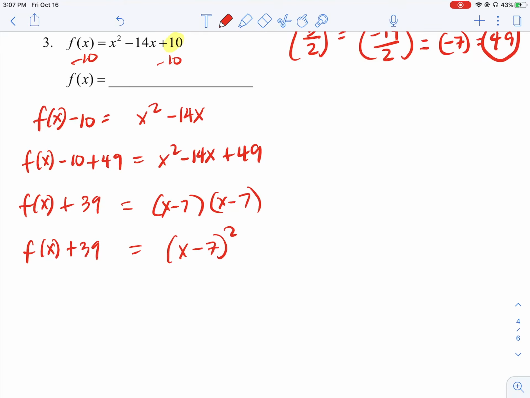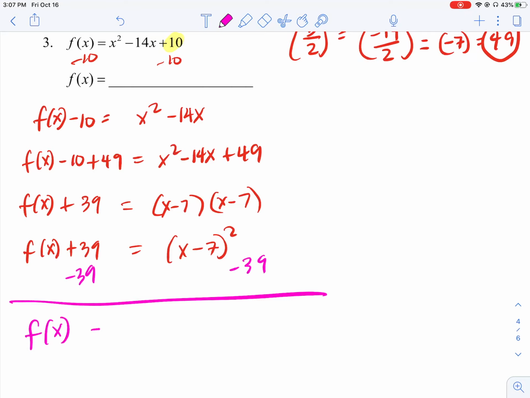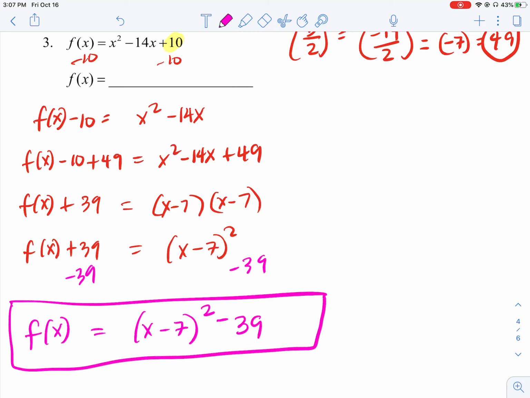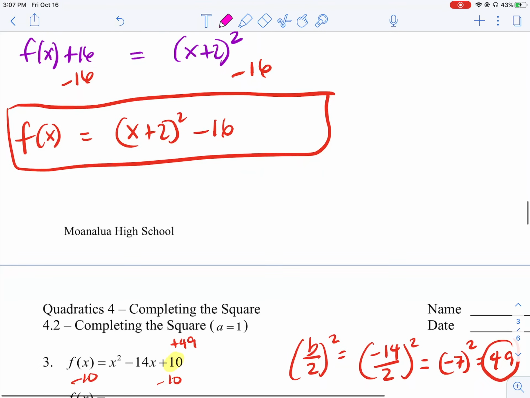So what else do we do? Oh, we could kick away the positive 39, minus 39 on both sides. So we have f of x equals x minus 7 squared minus 39. Okay? And that is our final answer. This is called the vertex form.